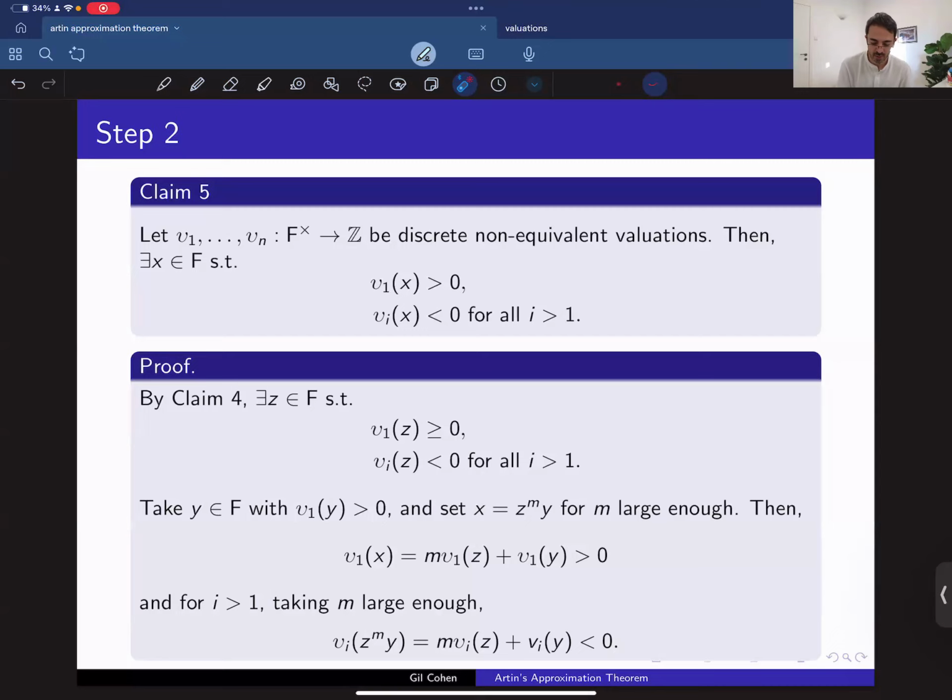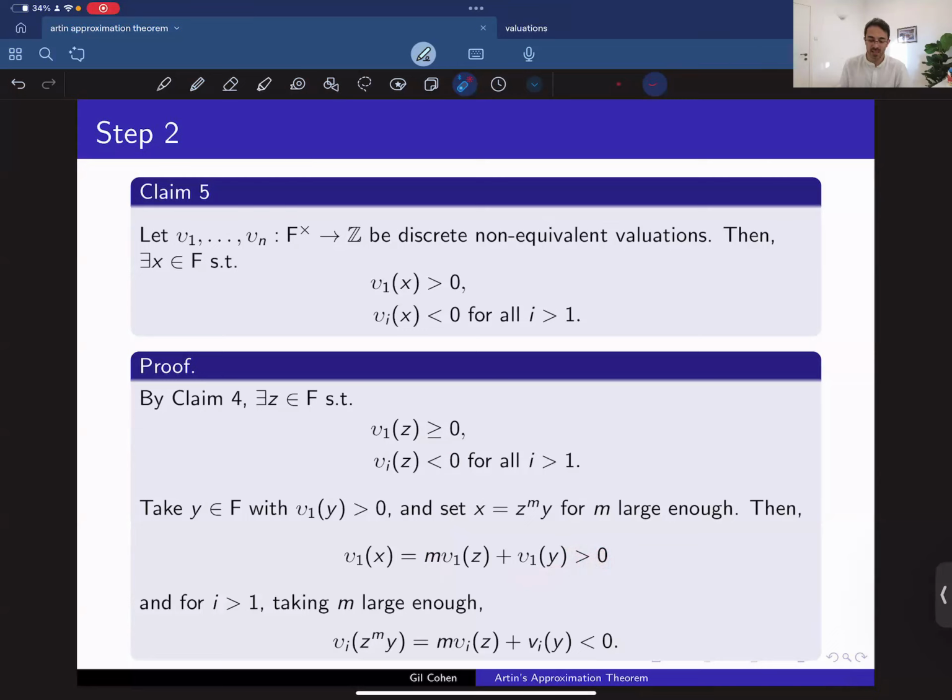So what do you know about X? Let's see all the valuations. V1 of X is, by the product rule, M times V1 of Z plus V1 of Y. And this is strictly positive, because V1 of Y is strictly positive, and V1 of Z could be 0. If it's strictly positive, we're actually done. If you want, you can assume it's 0, but at least it's not negative. So multiplying by M, which is at least 1, won't hurt us. And this is strictly larger than 0 because of V1 of Y.